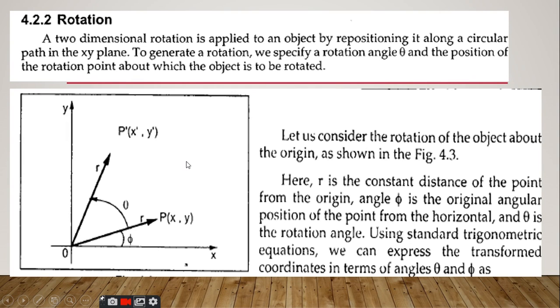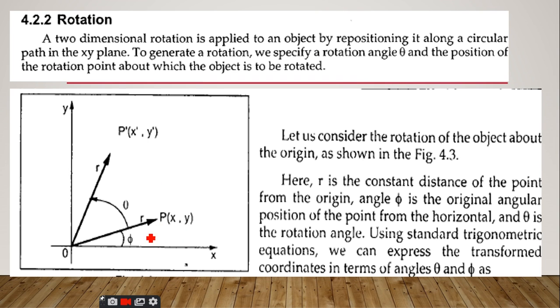In a previous video, we discussed the translation matrix for a two-dimensional object, and in this session we are going to discuss the rotation of a given point in a given environment. Now, a two-dimensional rotation is applied to an object by repositioning it along a circular path in the xy plane.